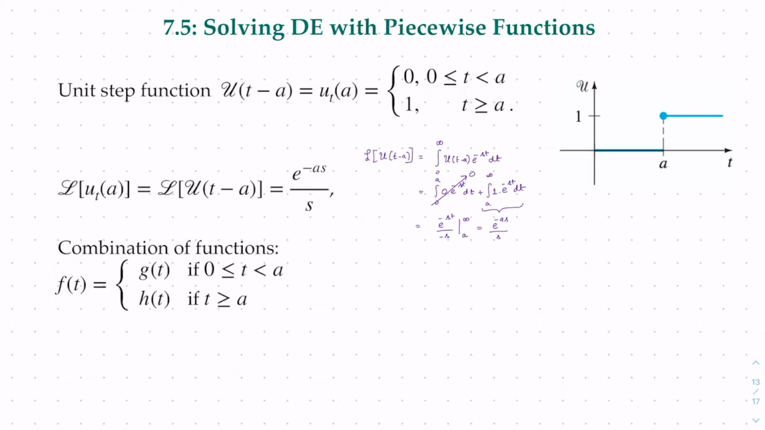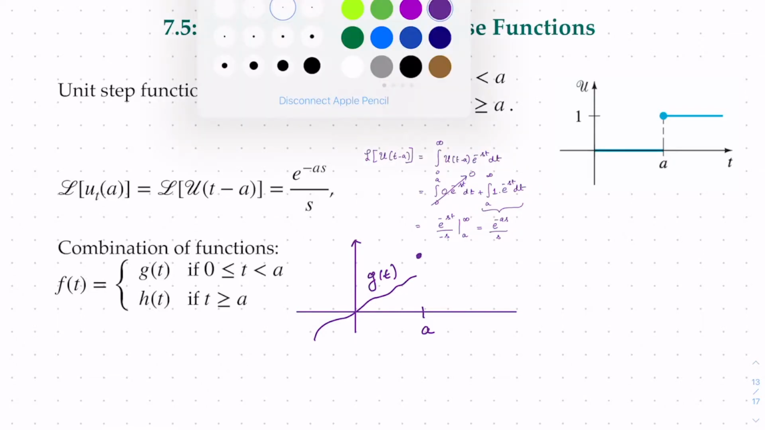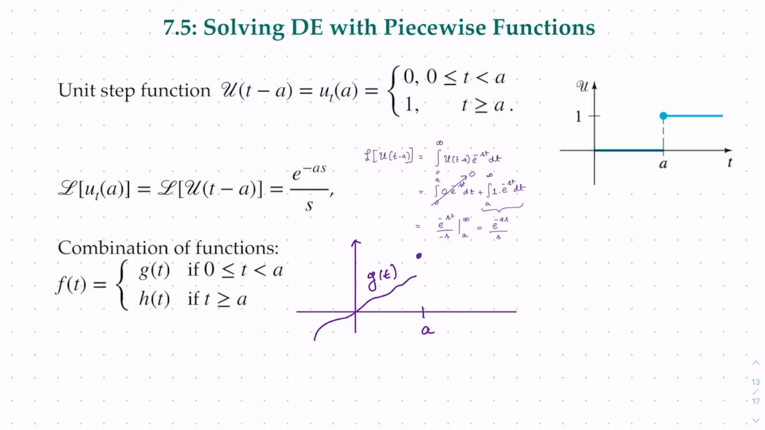So if I graph this function, what I'm going to have is the following. The graph is going to look like this. Let's just say this is my a. Up to this, you have this function g of t. And afterwards, it could be a continuous function, but it does not have to be a continuous function. You may have another function, something like that. That's your h of t, right?